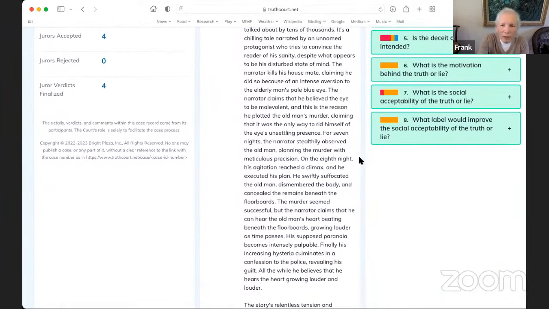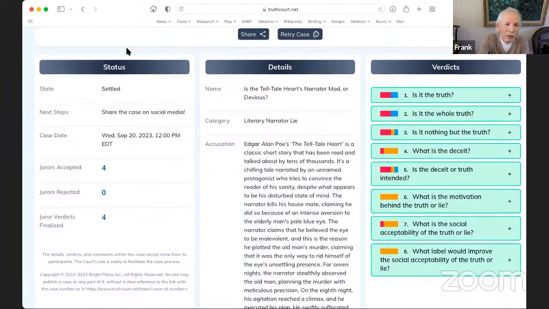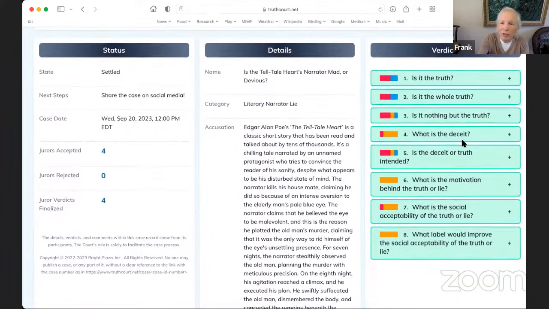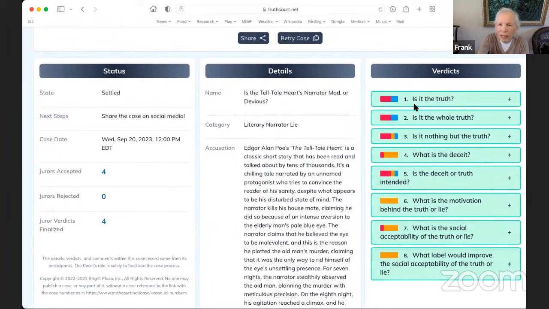And at this point, looking over here on the left-hand column, the status column, we have 4 jurors accepted, 4 jurors finalized. We see over here, I'm looking at the verdicts, and we have our color bars that indicate who's in agreement with me and who isn't. Again, I'm blue. I'm saying it is the truth. That's yes. Red is no, and yellow is don't know.